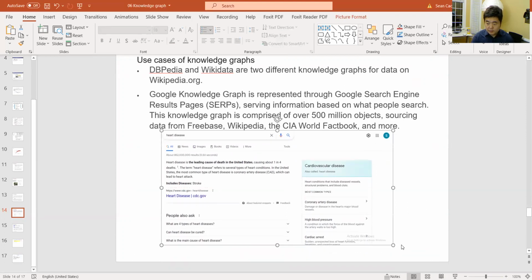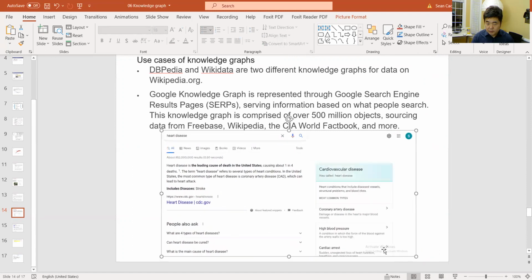Okay, I'll give you guys an example. If I search heart disease on Google, this is the screenshot I got. You will have some knowledge represented for you, for example, high blood pressure and cardiac arrest. These are the knowledge graph Google built. Basically, heart disease is just one node, and high blood pressure is associated with heart disease.